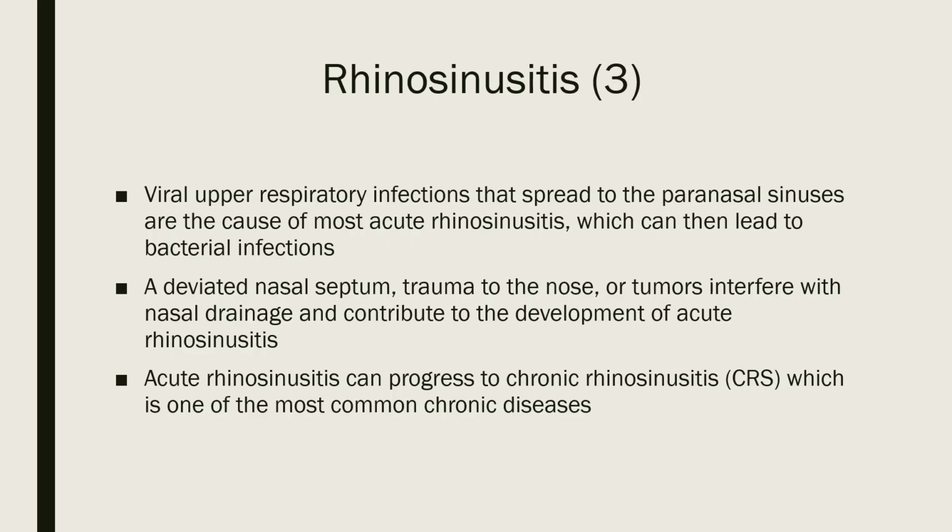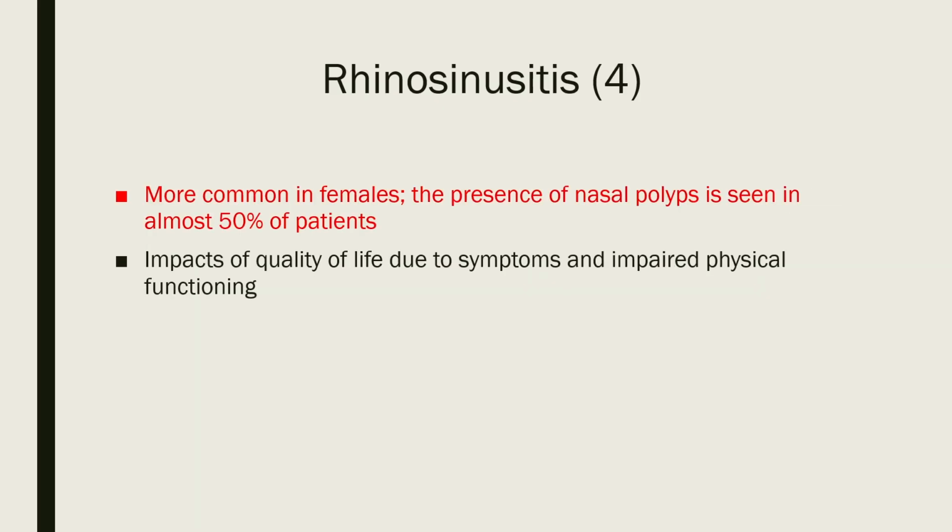So, viral upper respiratory infections that spread to the paranasal sinuses are the cause of most acute rhinosinusitis, which can then lead to a bacterial infection. A deviated nasal septum, trauma to the nose, or tumors interfering with nasal drainage can contribute to the development of acute rhinosinusitis. Acute rhinosinusitis can progress to chronic rhinosinusitis, which is one of the most common chronic diseases.